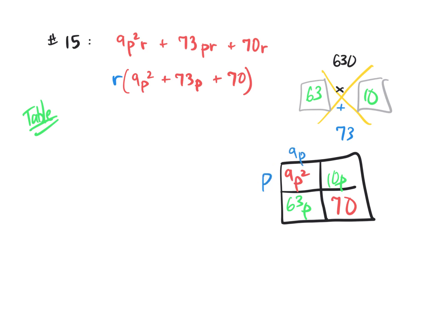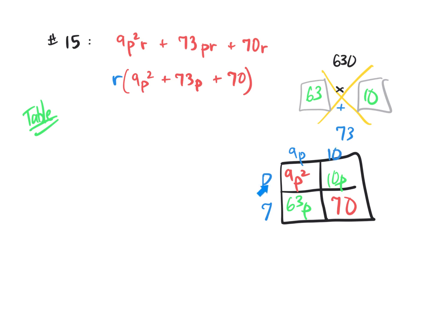This is my least favorite method. I much prefer the grouping method we showed earlier, because it's not always clear to students what goes on the edges. So if you tried 9p times p, that gives you 9p squared, but then 9p times what gives you 63p? 9p times 7 gives you 63p, and 7 multiplied by what gives you 70? That would be 10.